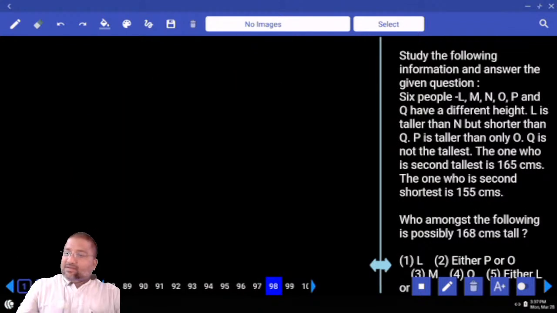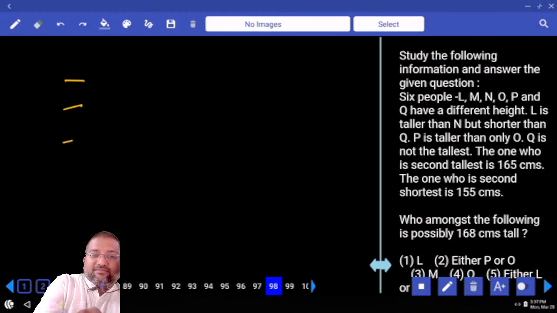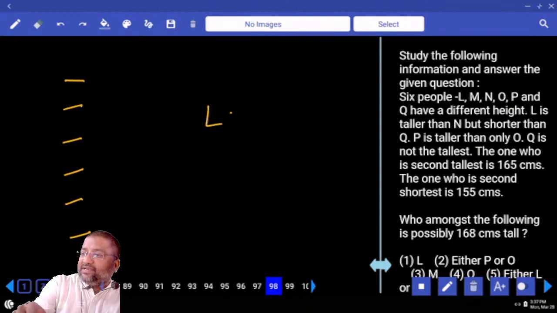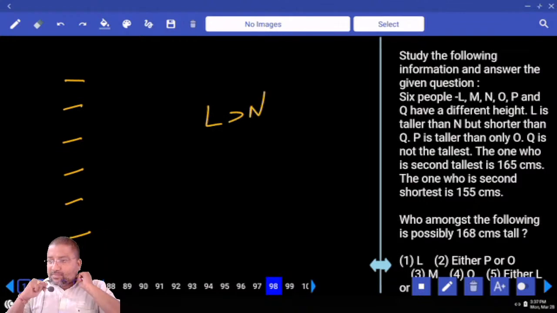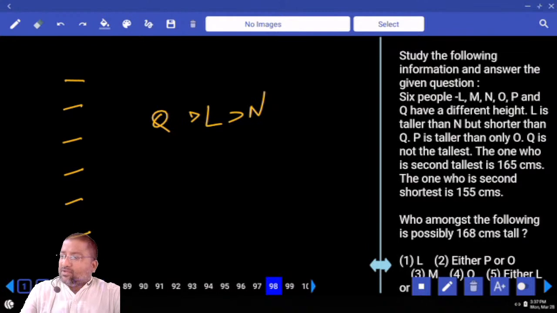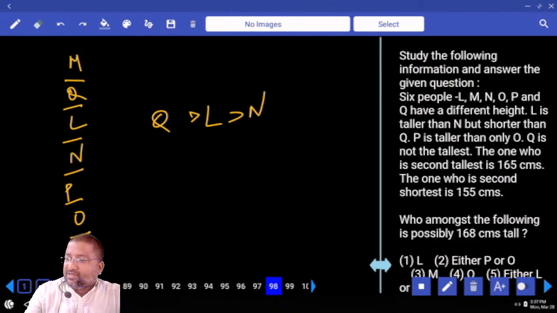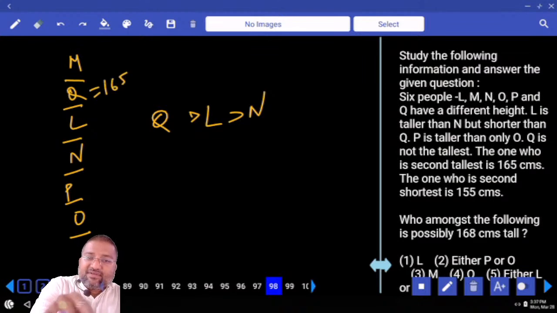The last puzzle. 6 people, L, M, N, O, P, Q, have different heights. L is taller than N but shorter than Q. P is taller than only O, and after P there is only O. Q is not the tallest, then Q has to be second. Q, L, N. Who is left out? M. Pretty easy. The one who is second tallest is 165 and the one who is second shortest is 155.